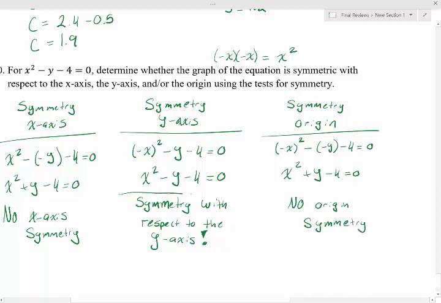So for this equation, the only symmetry we have is with respect to our y-axis.